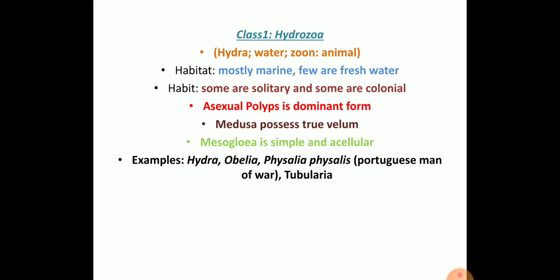Usually they belong to marine water, so the habitat is marine, and a few are in fresh water. Coming to the habit, some are solitary and some are colonial, and they also exhibit polymorphism and radial symmetrical body. The body wall consists of outer ectoderm and inner endoderm, separated by the non-cellular mesoglea layer, which is simple and acellular. Examples are Hydra, Obelia, and Physalia, which is called the Portuguese man of war.